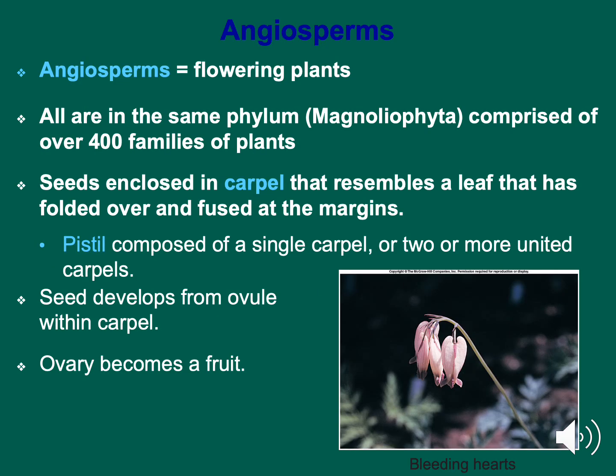Now, the other group of plants that have seeds are called Angiosperms, and these are flowering plants. Angiosperm means vessel for the seed, and by vessel we mean fruit. So all the plants in this phylum produce fruits that contain the seeds inside. The seeds develop at the base of a pistil, which is a portion of the flower that we'll talk about in a second. The fruit is the ovary, because it contains a lot of seeds inside.